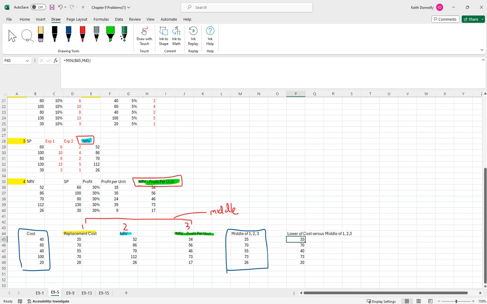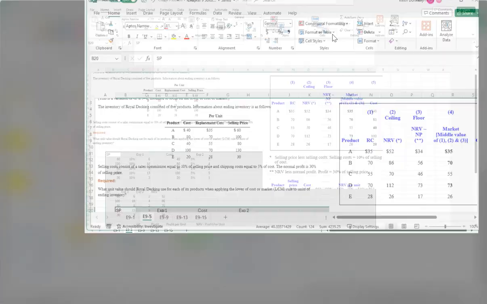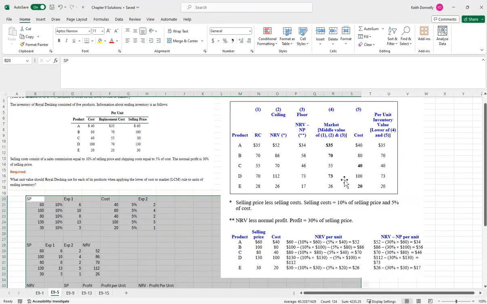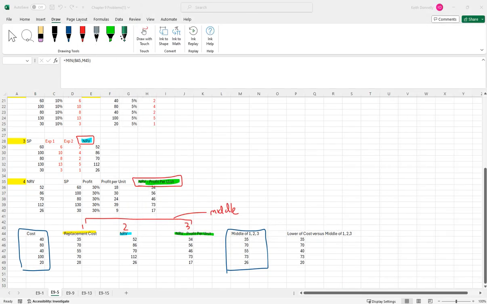Okay, so essentially what we're going to do here is, our ending inventory for A is going to be at 35. For B, it's going to be 70, 40, 73, and 20. Okay, so I'm going to pull this over just so you can see it. If you want to pause and look at maybe a different presentation of it, that's great. There you go. But essentially, I did this on the side and I'm representing it for you.